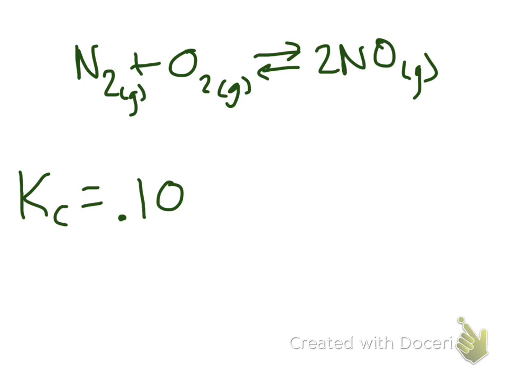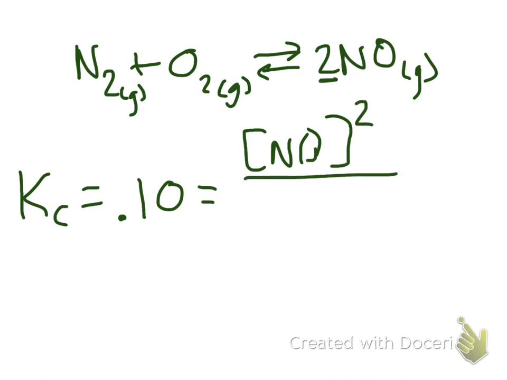And we're also told that Kc is equal to 0.10, and again, it's unitless. And we can create an expression for Kc based on our reaction. So again, like always, we do our product, and it's times 2, so it's squared, divided by the reactants. And this would be our expression for our equilibrium constant.